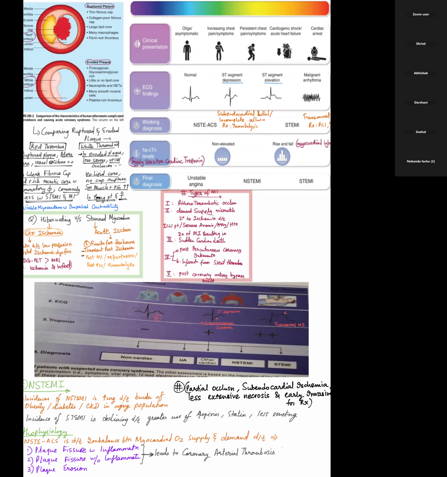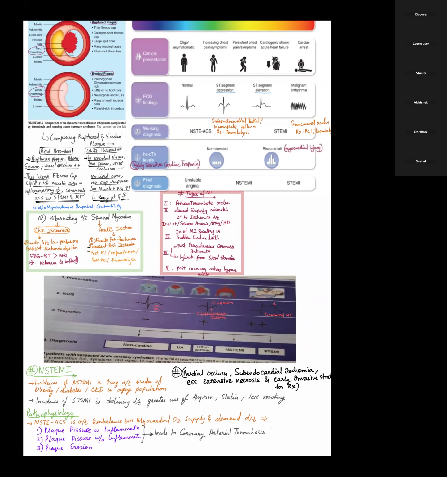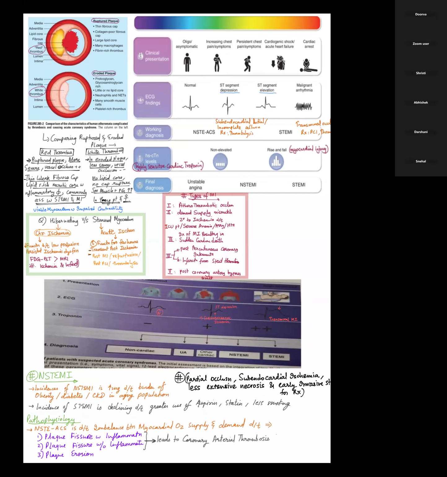Then type 4 MI is divided into two. 4A is after percutaneous coronary intervention, after the PCI is done, and 4B is infarction from stent thrombosis. And type 5 MI is post coronary artery bypass graft MI developed. Next, this diagram is again similar to the one we have discussed already.